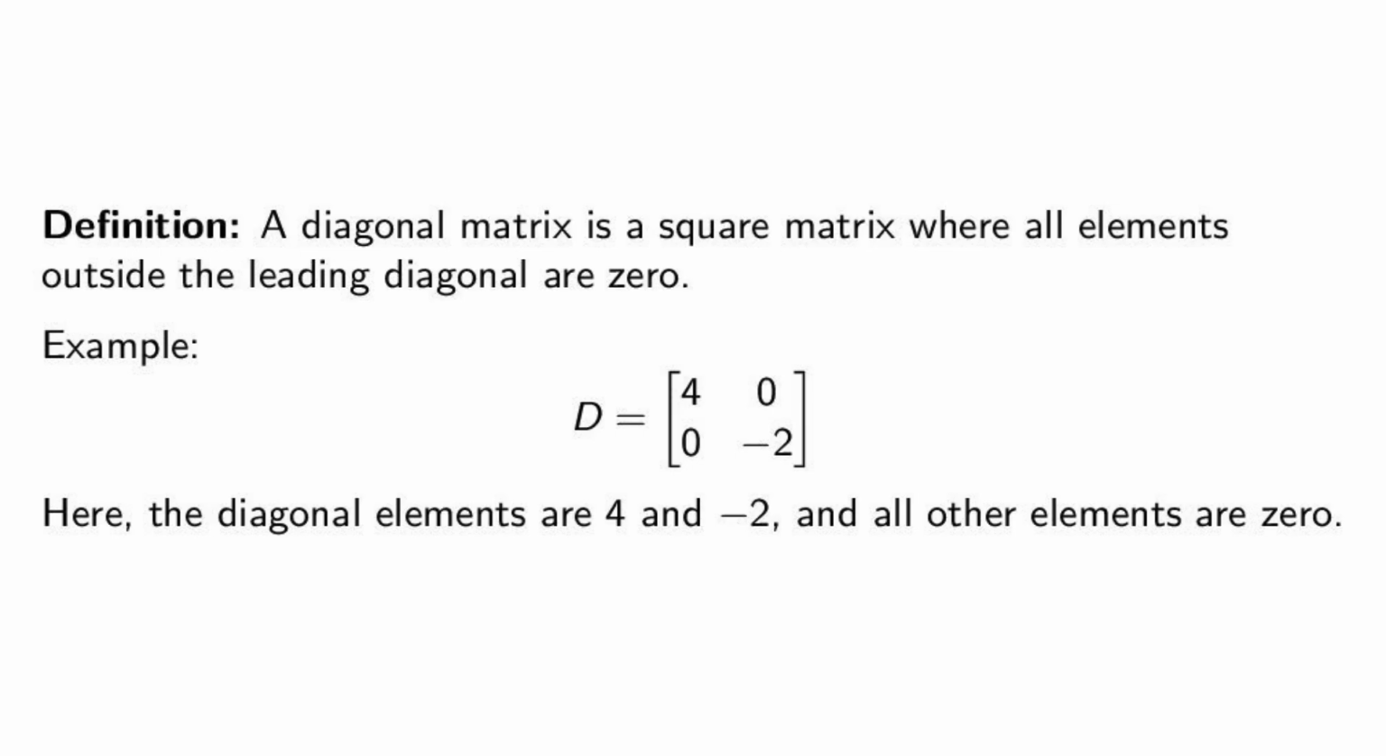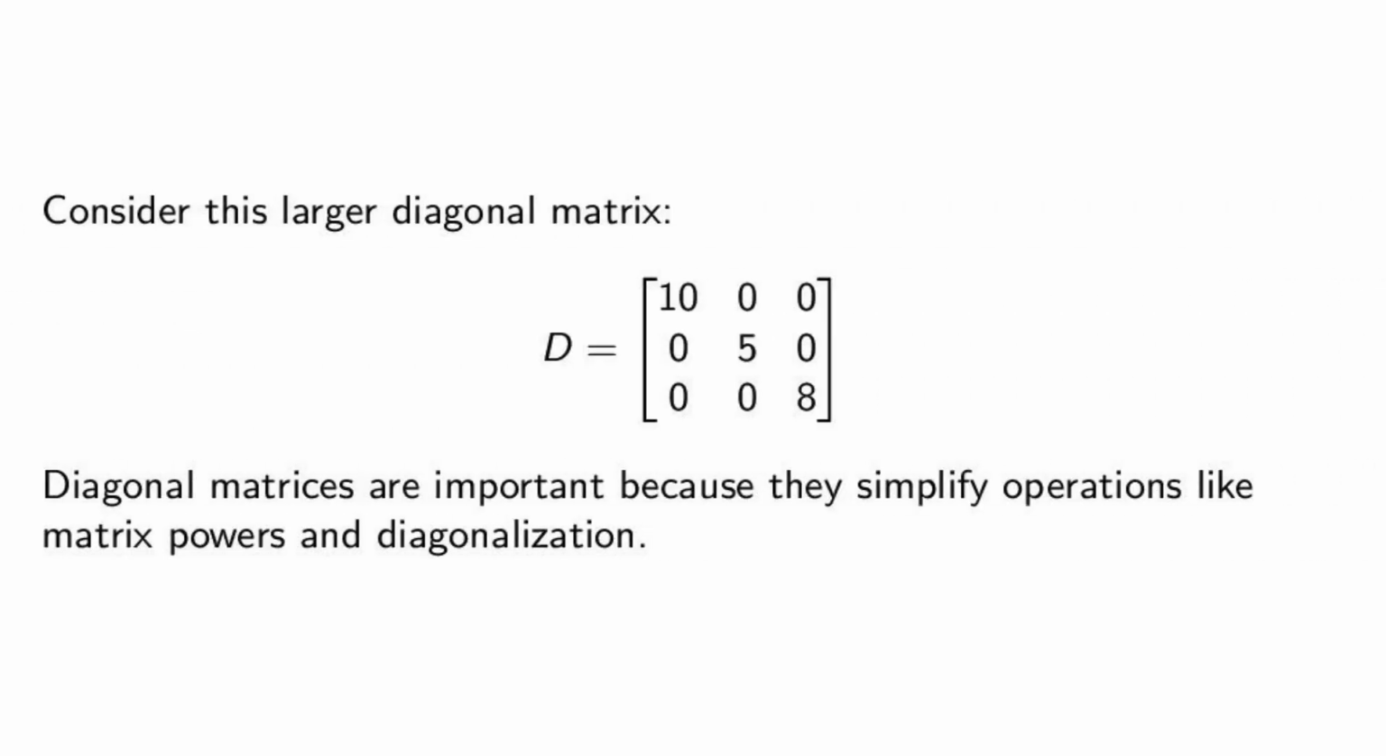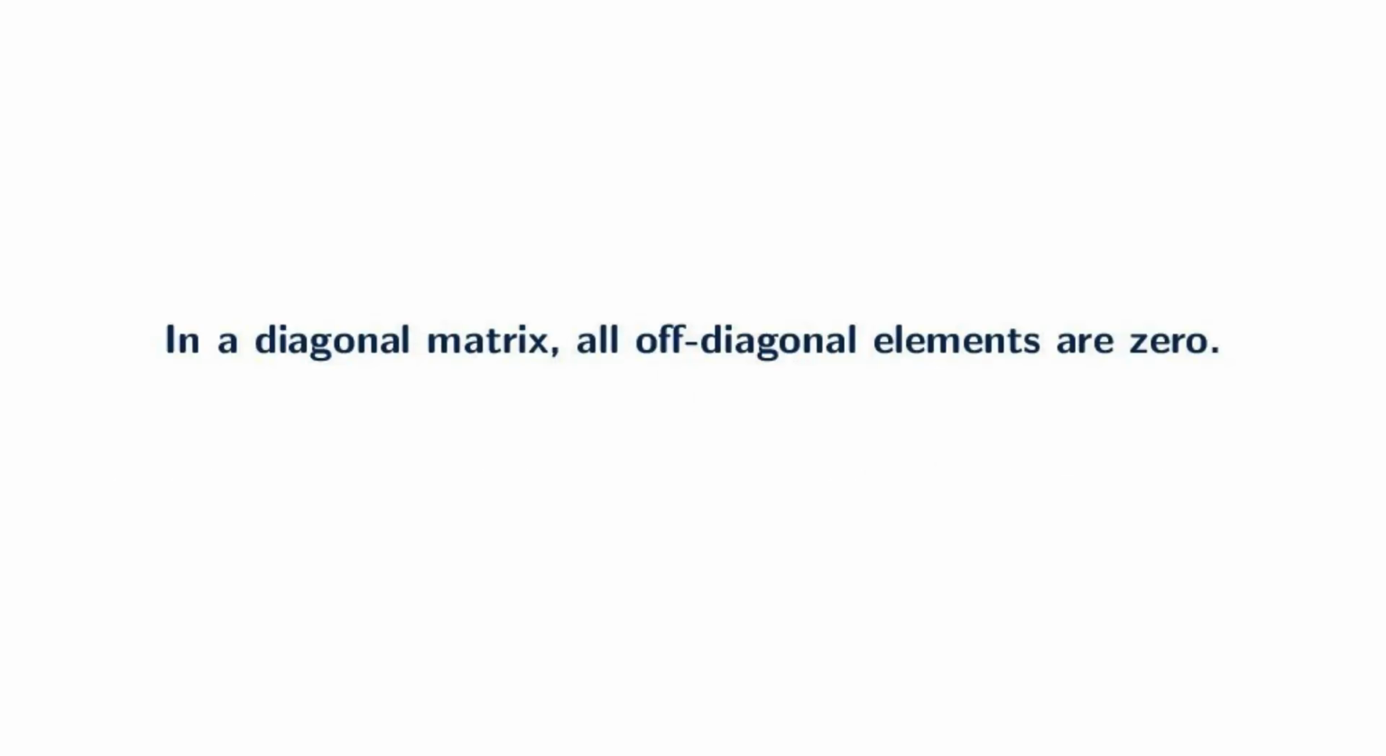Here we have a diagonal matrix D. Notice that the only non-zero elements are along the diagonal, in this case, 4 and -2. Here's a larger example. You can see that the diagonal elements are 10, 5, and 8, and everything else is 0. Diagonal matrices are important because they're easy to work with in operations like matrix powers and diagonalization.